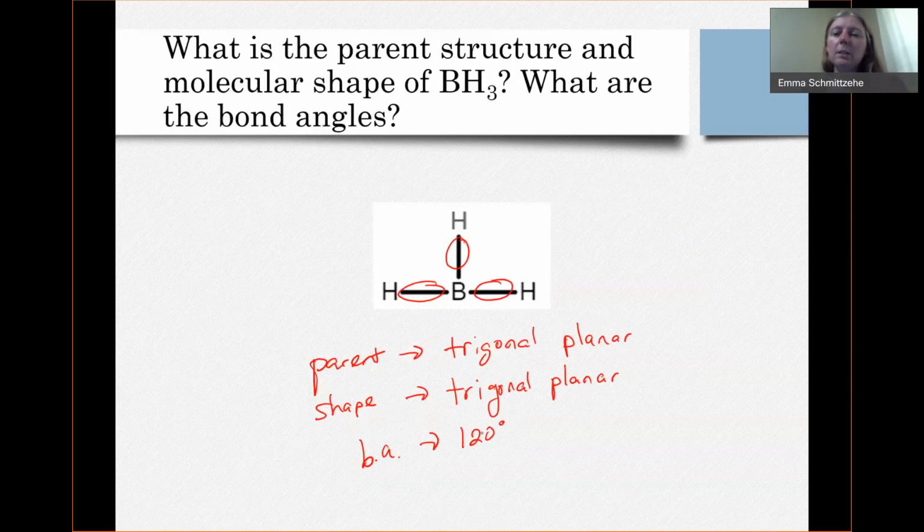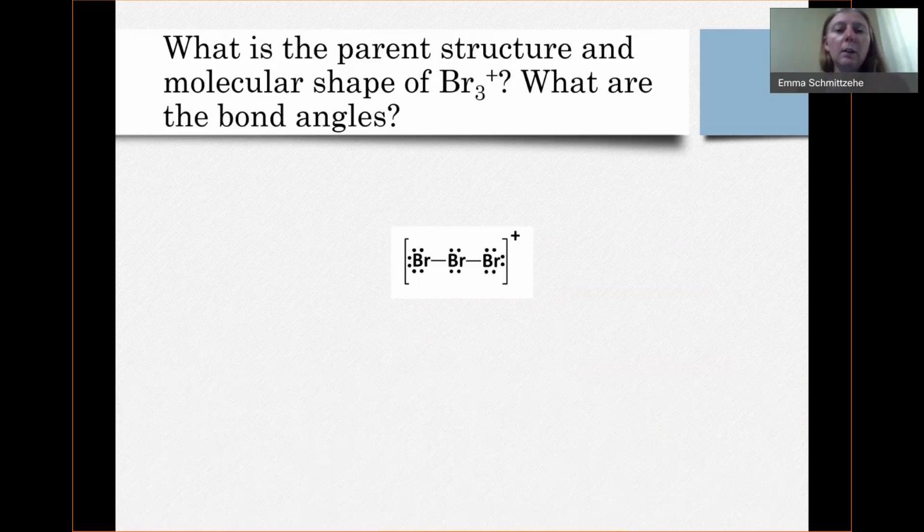Okay, let's see. Now we've got Br3+, and that one, central atom, got a single bond, a lone pair, a single bond, and a lone pair. So again, make sure you're just focused on the central atom because you want to know how things are arranged about that central atom. So I've got 4 things attached. That means my parent must be tetrahedral.